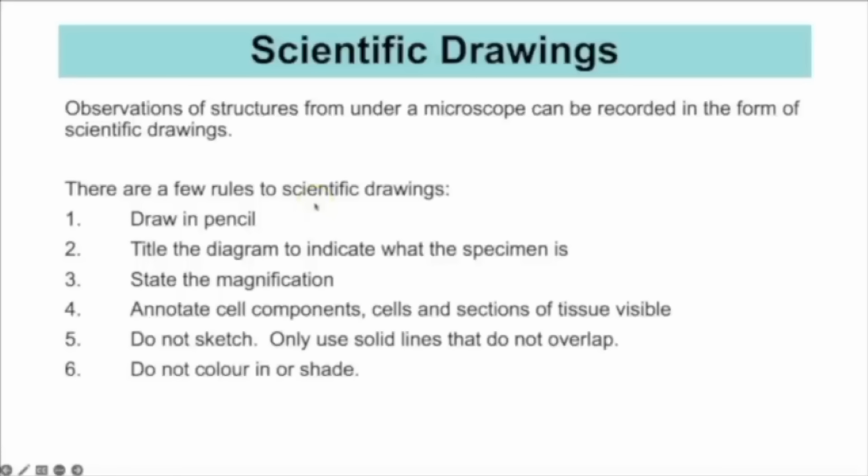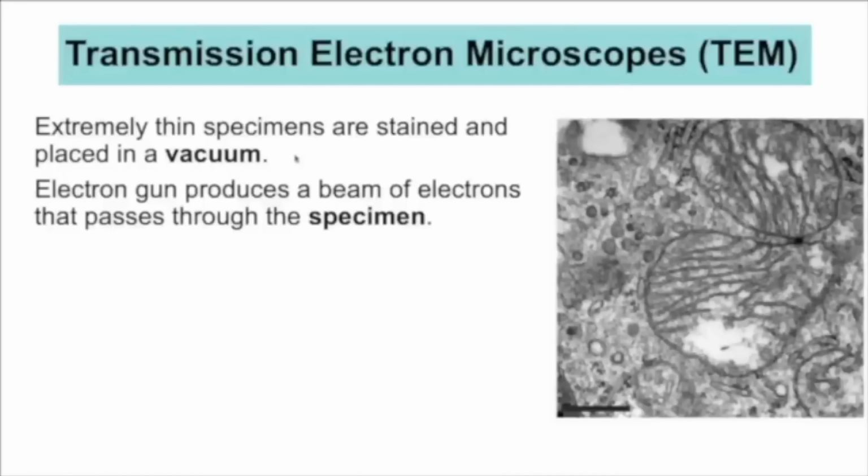So transmission electron microscopes are one type of electron microscope. And for these ones, your specimen has to be very, very thin. You're using an extremely thin slice through your specimen. They're stained and then placed in a vacuum. An electron gun will then be used to release a beam of electrons.